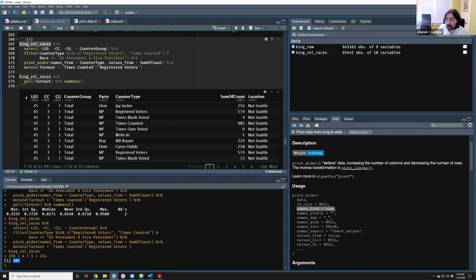It just so happens that instead of manually doing that calculation, because this is a stupid data set, they have already calculated the total number of votes cast, and I can pull it from times counted.